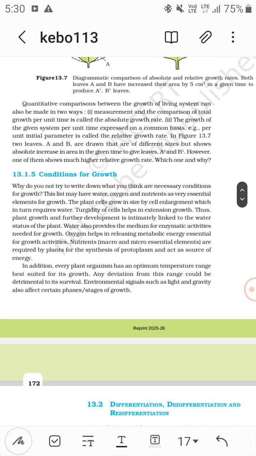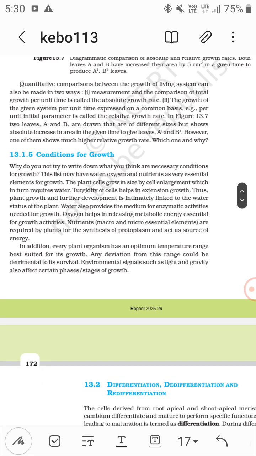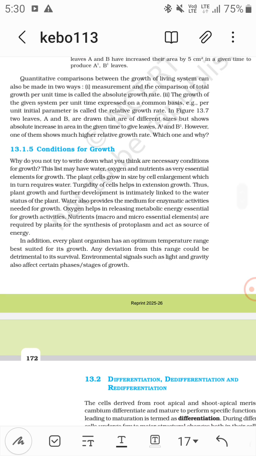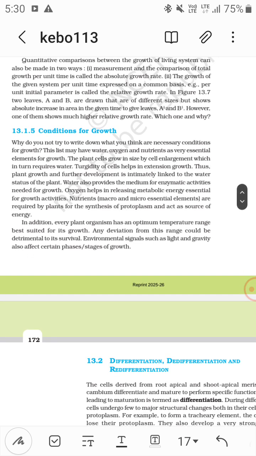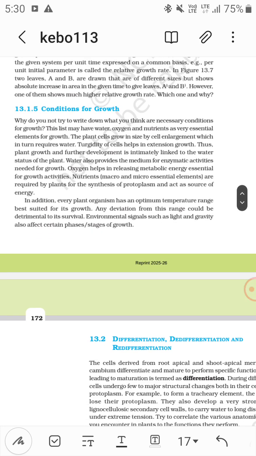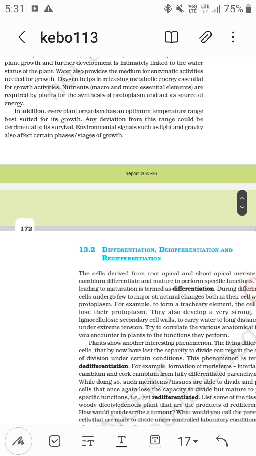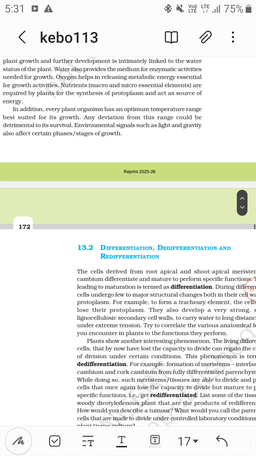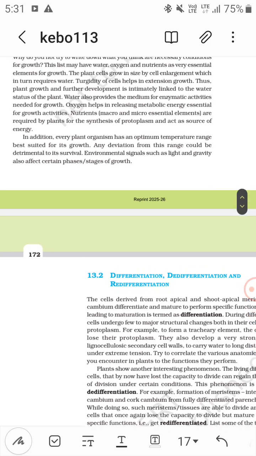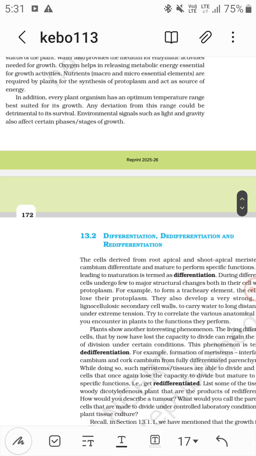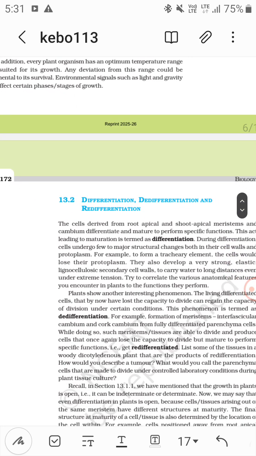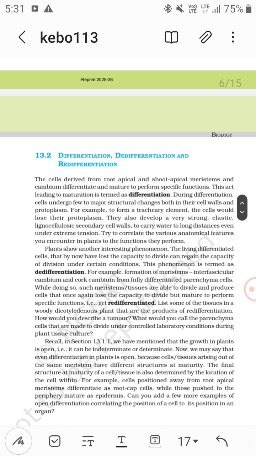Okay, now conditions for growth. Oxygen, nutrients, and micronutrients are required for growth, for the synthesis of protoplasm, and also an energy source. Now gravity and light affect the growth. Temperature also affects growth. Now differentiation, de-differentiation and redifferentiation.